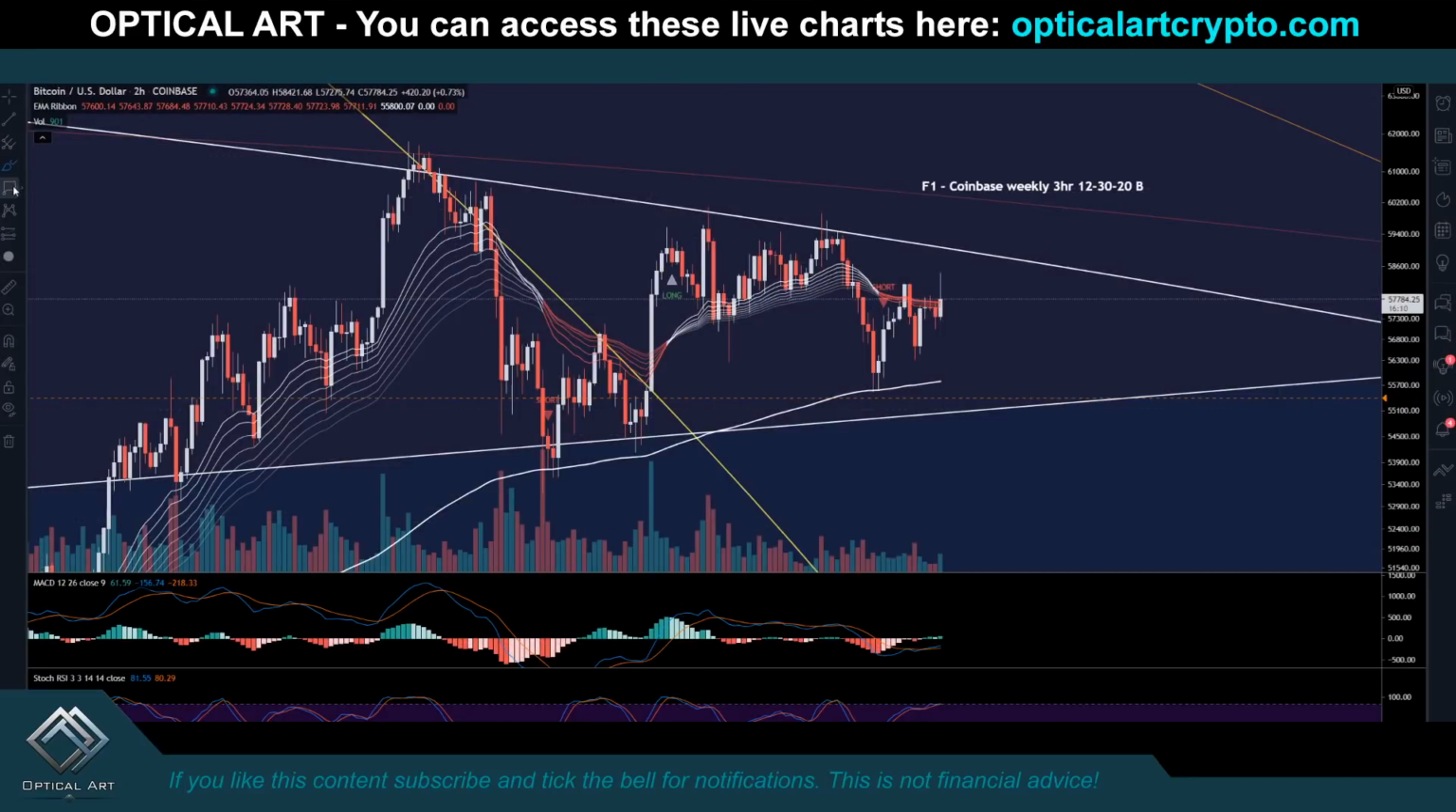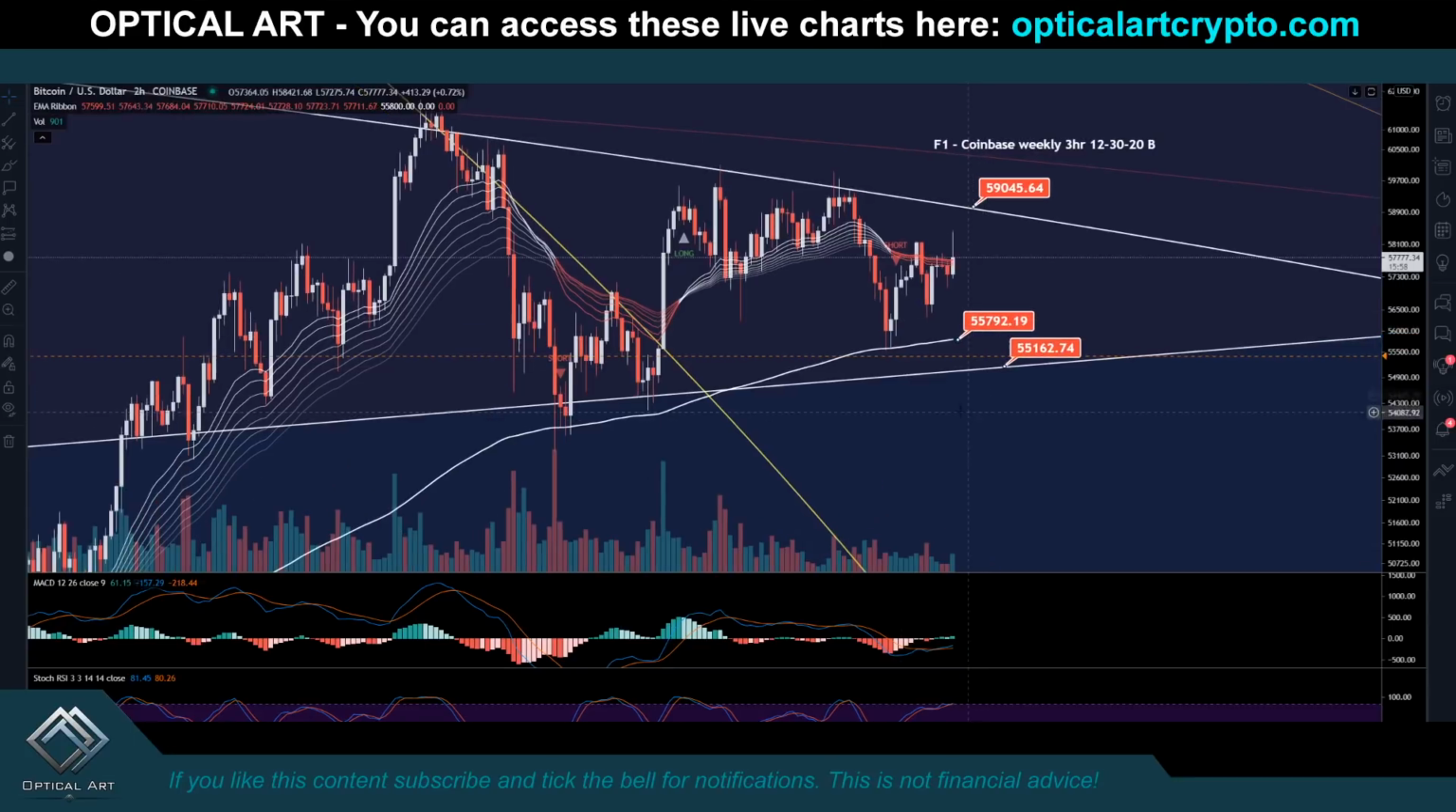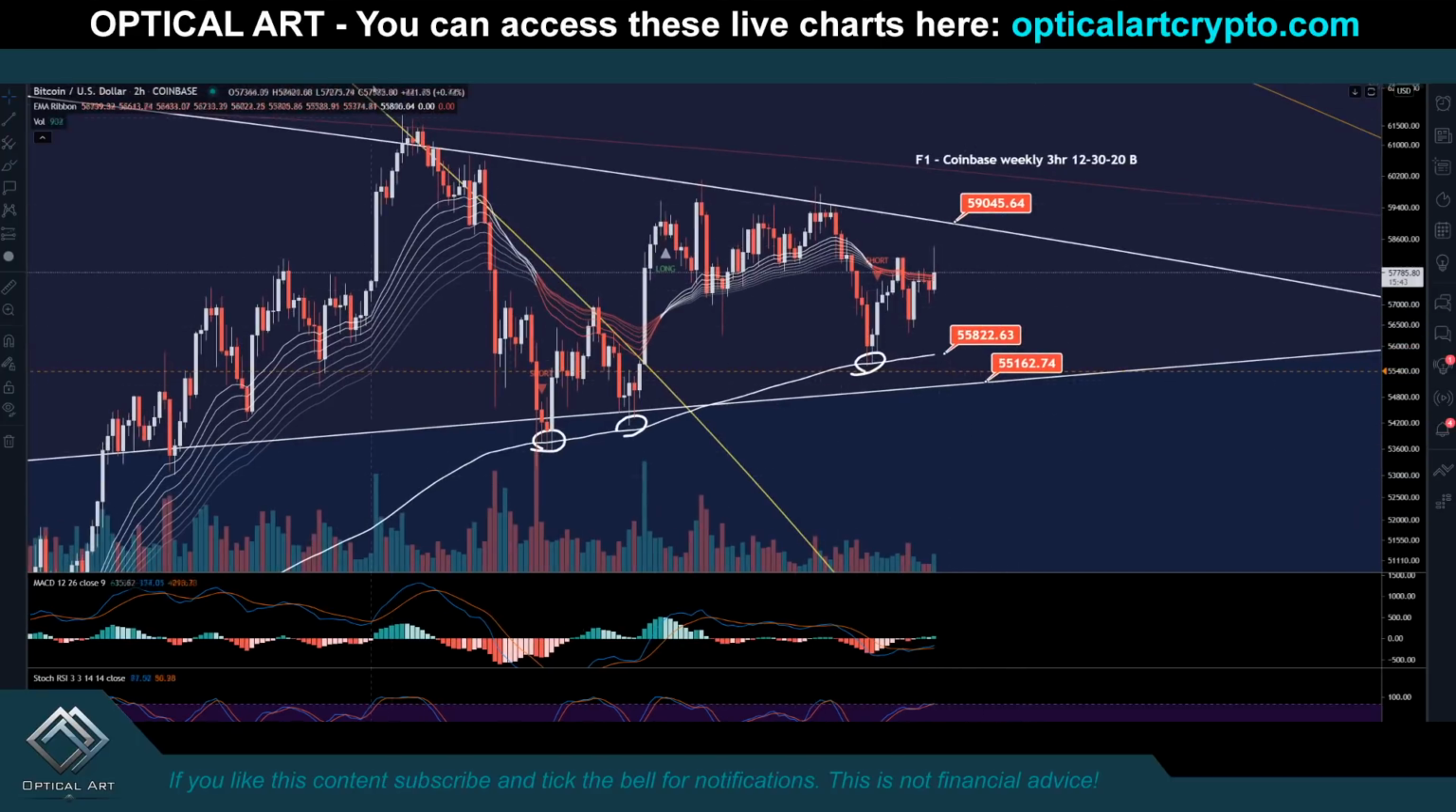So let me just give you some price targets on this chart real quick. If we push up, watch for possible resistance at 59,045. If we drop, you will have support here at 55,162. Keep in mind we have been holding support on this 200 exponential moving average right here on the 2 hour. We found support, and we pushed up. So this is likely a support level as well. Remember, this depends. This will start moving up with price, so roughly around 55,822. So pay attention to that on the 1 hour chart.